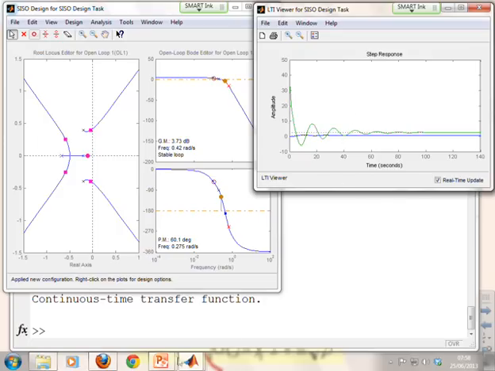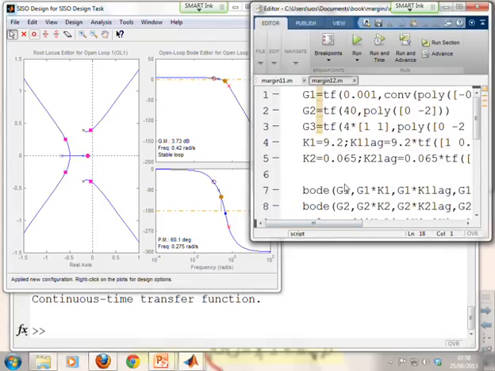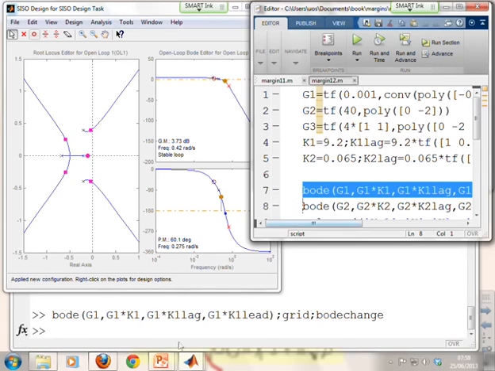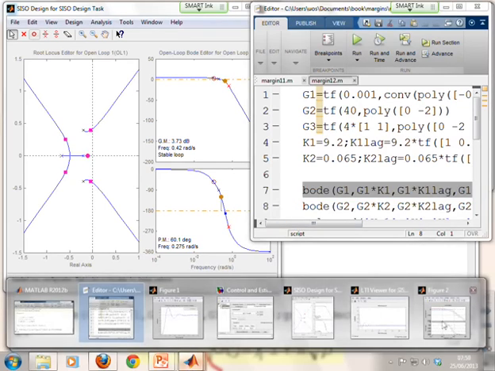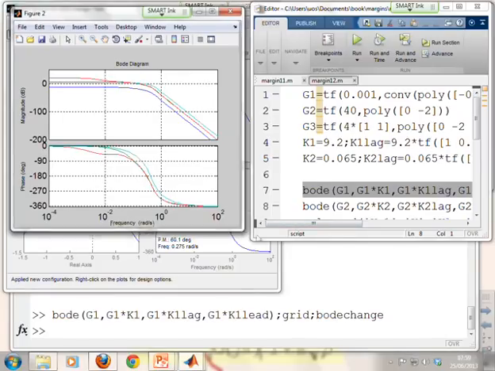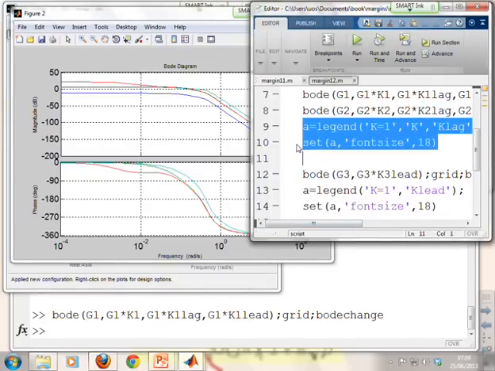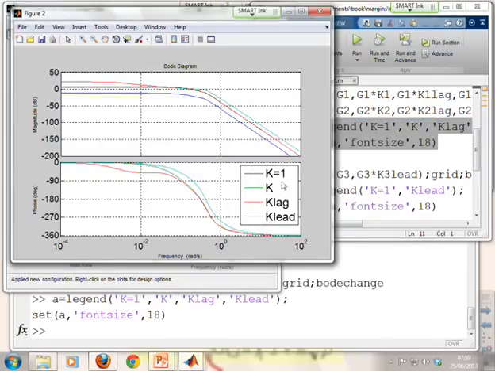But what we'll do next is go to our command tool here, and first of all overlay all the Bode diagrams for all these different systems. You'll notice we've got the lead, we've got the lag, we've got the simple gain. Let's just put the fonts up so you can see which is which. So the uncompensated is in dark blue, the simple gain design in green, the lag in red, and this lightish blue is the lead. And you can see the difference in the Bode diagram.